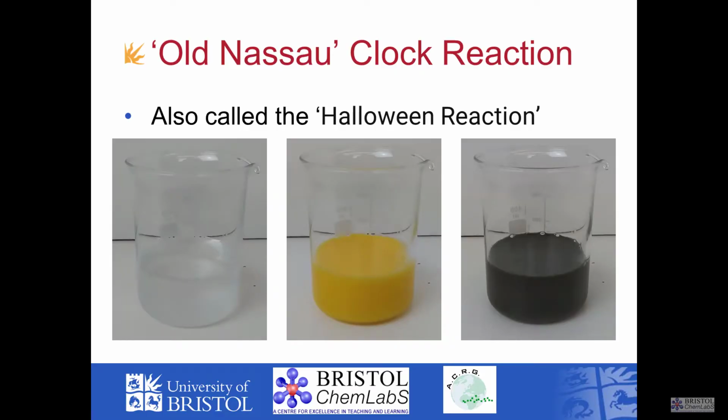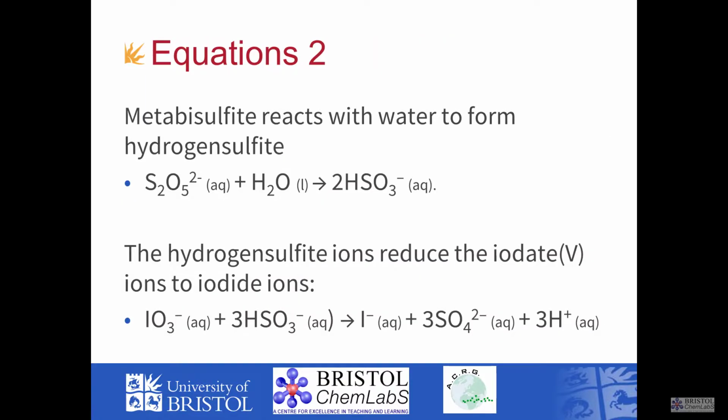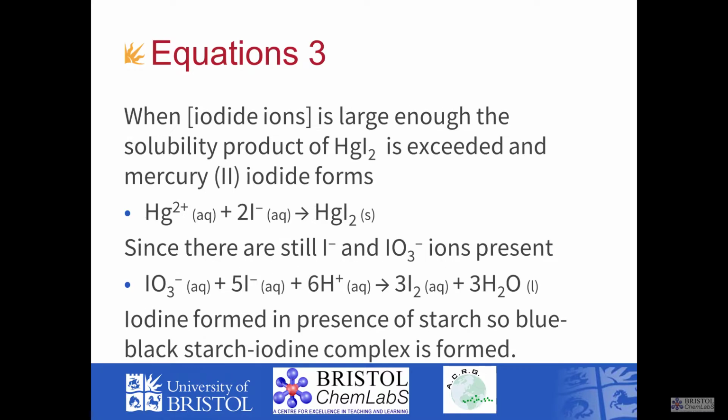In the second reaction, the old Nassau Clock reaction, which is also called by some the Halloween reaction, we have a variation of the iodine clock. Now the chemistry here is slightly more complicated because there's a 2-stage color change caused by the reaction of mercury ions with iodide ions, producing the yellow coloration.